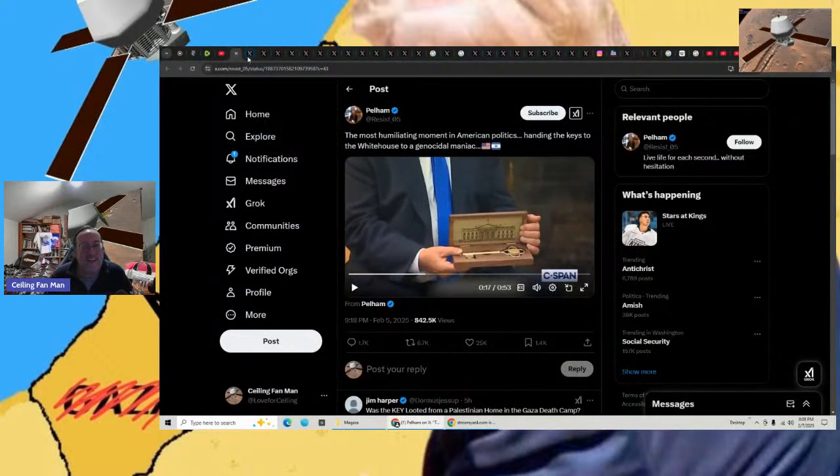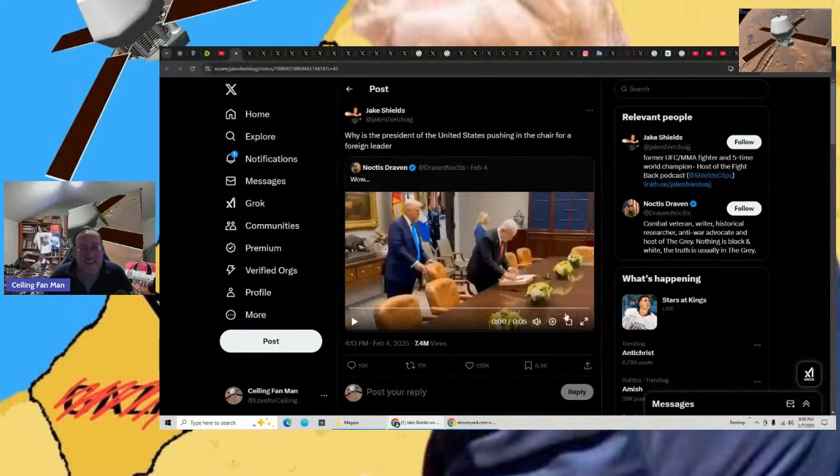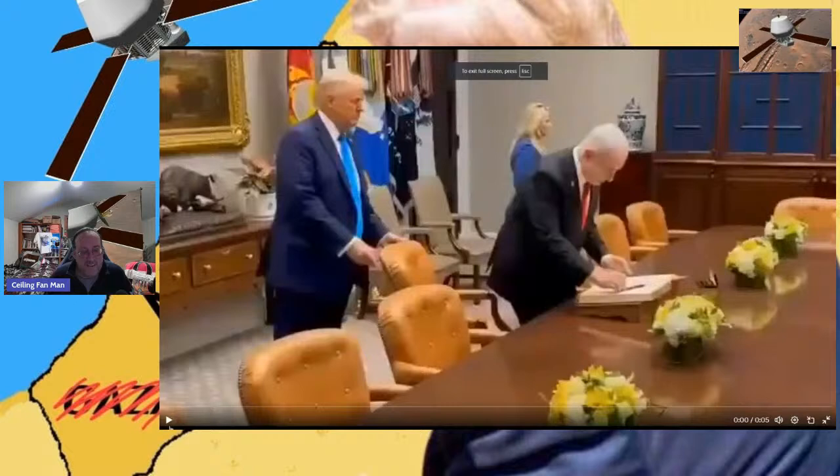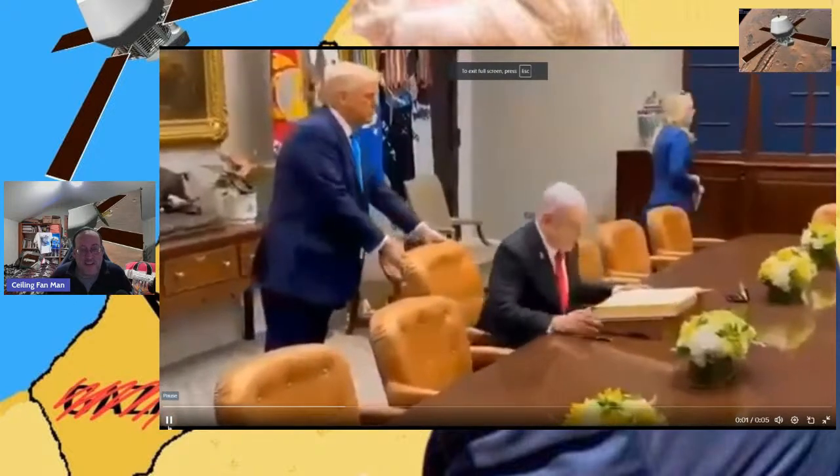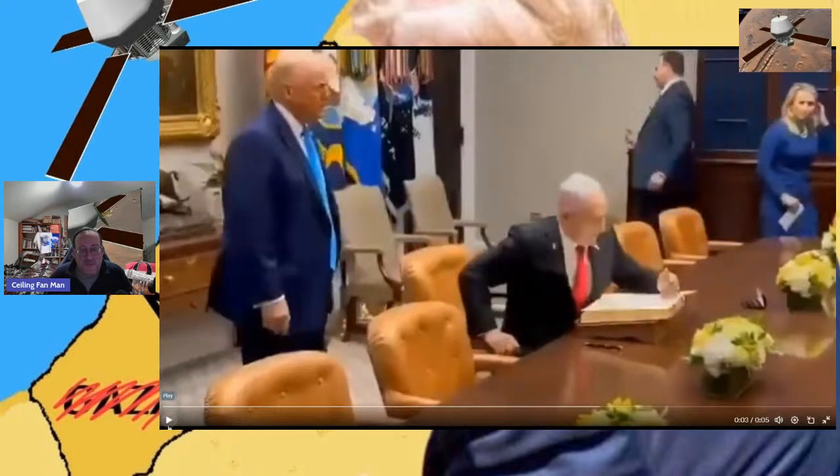And if you don't believe me, then this happened. The United States pushed in the chair for Netanyahu. So you know who's in charge, right? The guy that's pushing the chair in? No, the guy that's getting the chair pushed in for him.